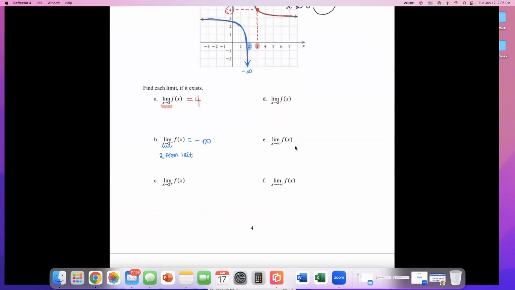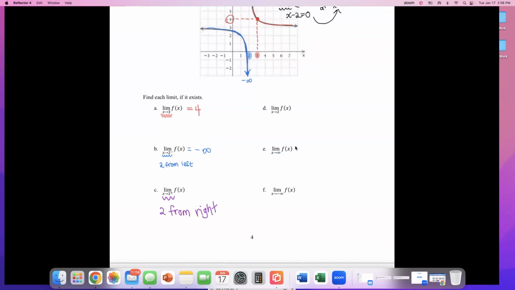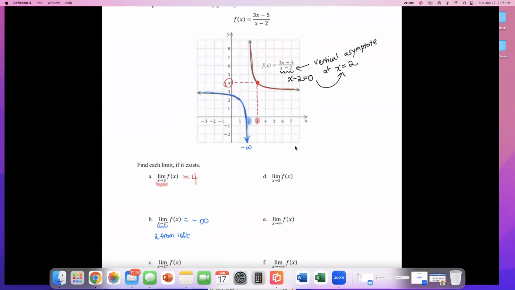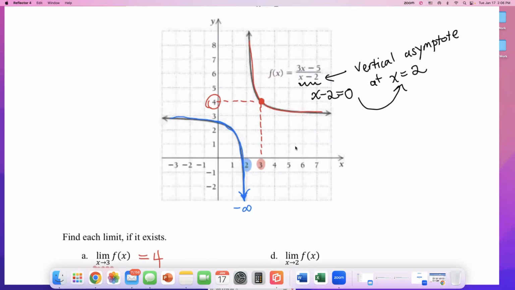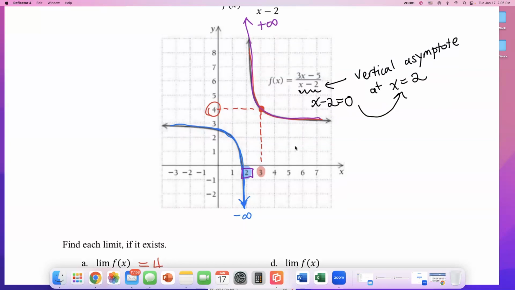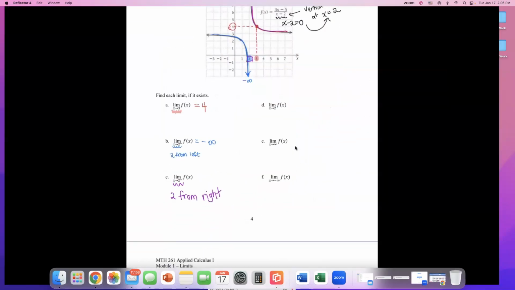Now, what about as I try to approach 2 from the right? I'll get on the curve that is to the right side of this 2. There's 2 right there, right? So somewhere on the right side, I start right here. And as I get closer and closer to 2, what happened to the graph? It skyrockets up to positive infinity, right? The graph goes straight up as we get really close to 2 from the right side. So the answer for C will be positive infinity. Or you can just put infinity without the positive sign.